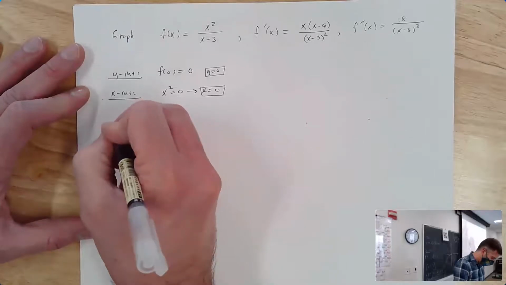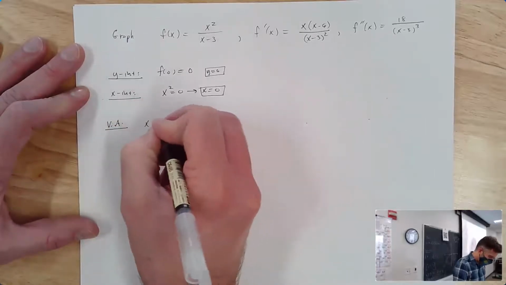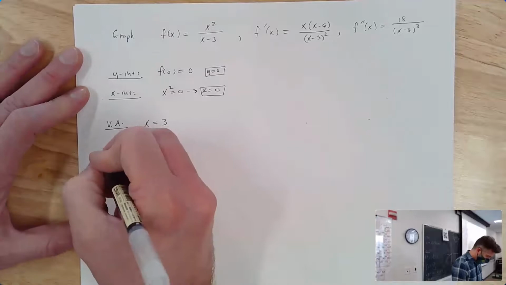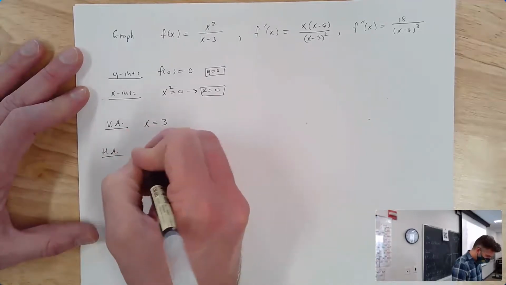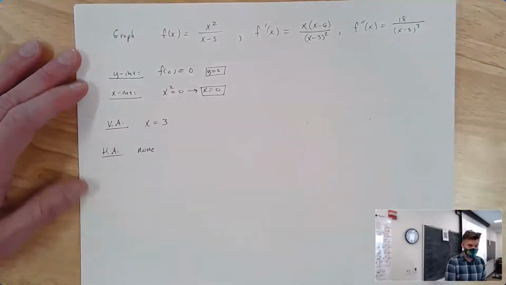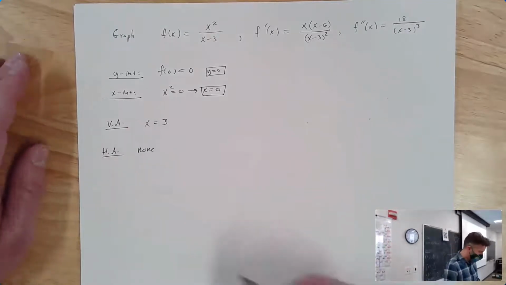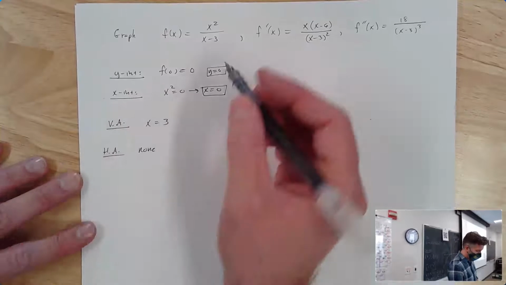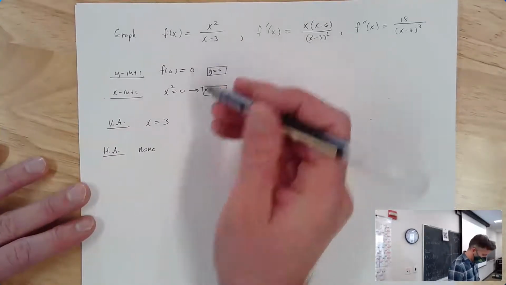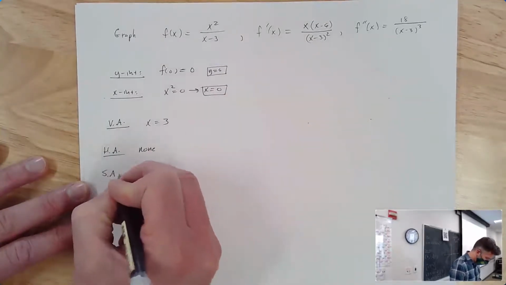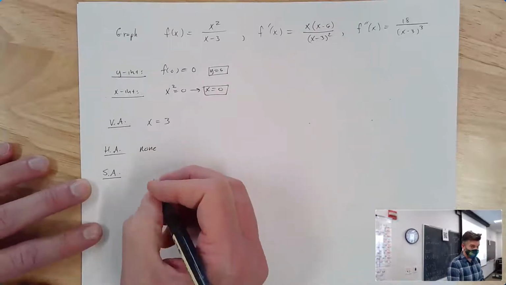Vertical asymptote, x equal to 3. Horizontal asymptote, there isn't any, and that's always the case in a rational function when the degree on top is larger than the degree on the bottom. But since the degree on top is exactly 1 larger than the degree on the bottom, we do have a slant asymptote, which you find by doing polynomial division.